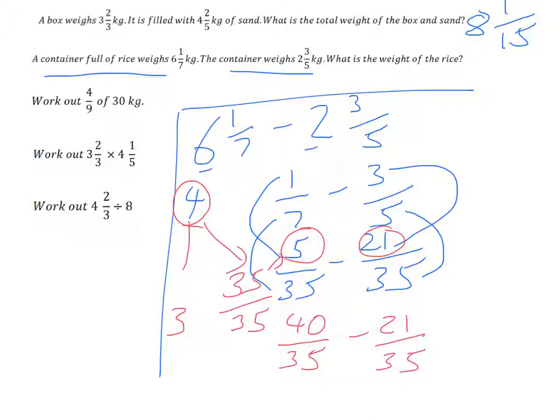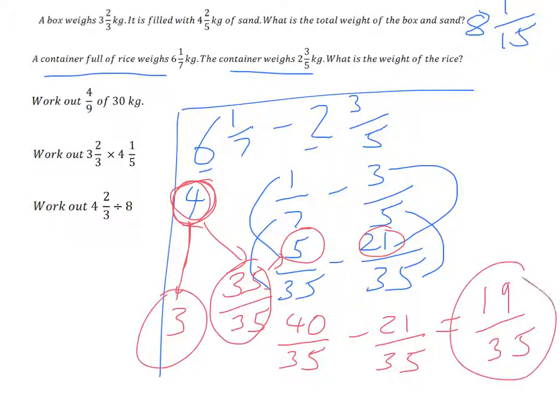So I've taken one whole number out of here and reduced it by 1 to make it 3, and that one whole number I've changed to 35 out of 35, which I can then add on to the 5 out of 35, so it's now making it bigger than the 21 over 35. 40 take away 21 is 19 out of 35, so my answer is 3 and 19 out of 35.